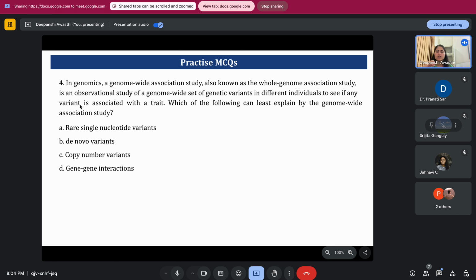And the last question is: in genomics, a genome-wide association study, also known as whole genome association study, is an observational study of a genome-wide set of genetic variants in different individuals to see if any variant is associated with a trait. Which of the following can least be explained by the genome-wide association study? The options are rare single nucleotide variants, de novo variants, copy number variants, and gene-gene interactions. You have to tell which of these will be least explained by the genome-wide association studies, and the correct answer is de novo variants.